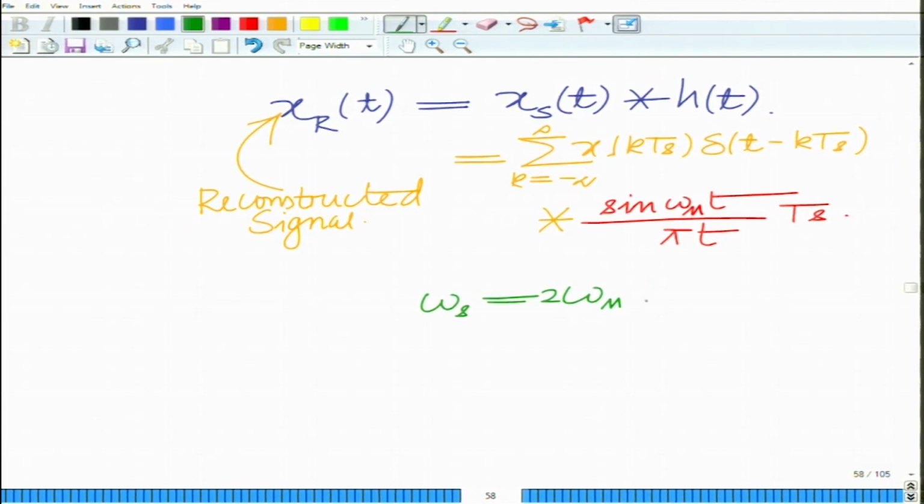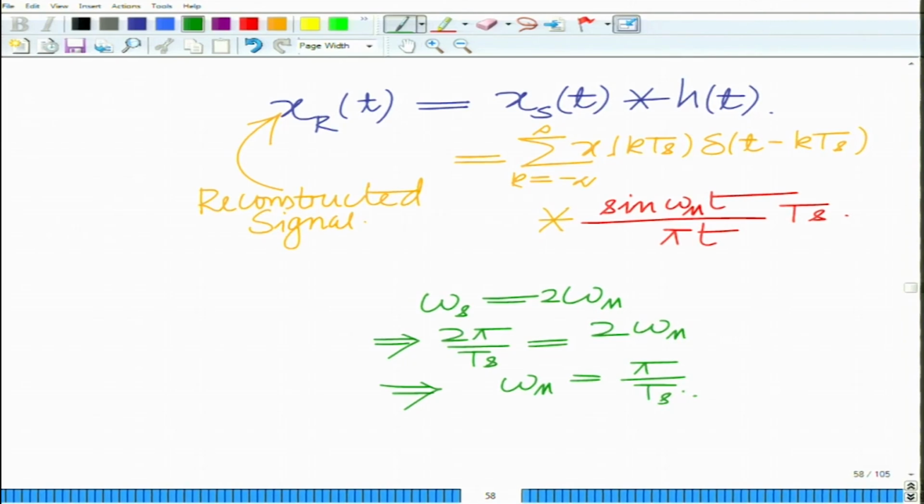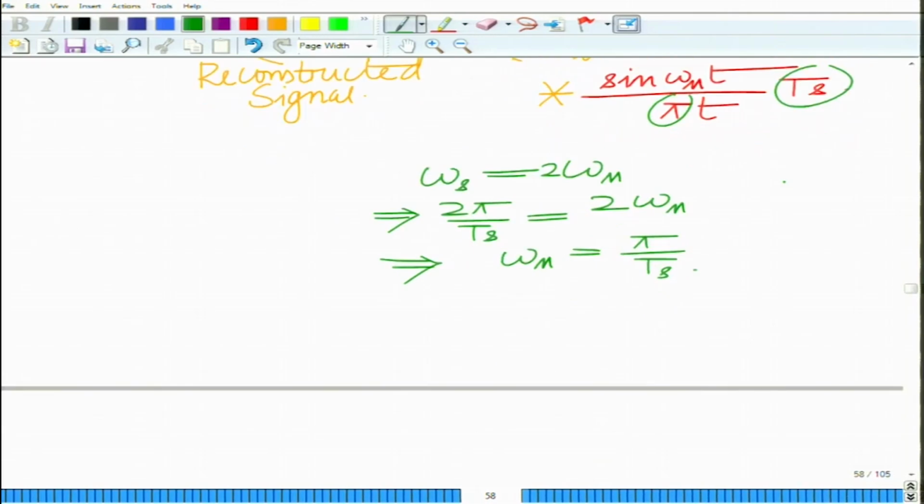The sampling frequency equal to twice omega m, which implies 2 pi by T s, that is, if you choose 2 pi by T s equal to twice omega m, which means omega m equals pi over T s. Okay. So pi over T s is omega m.